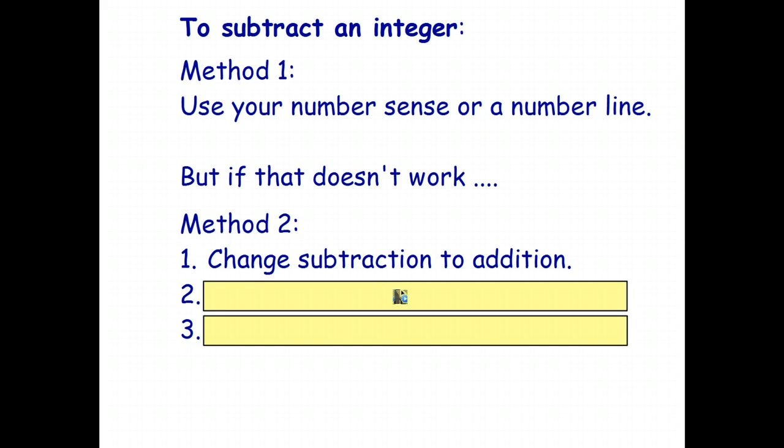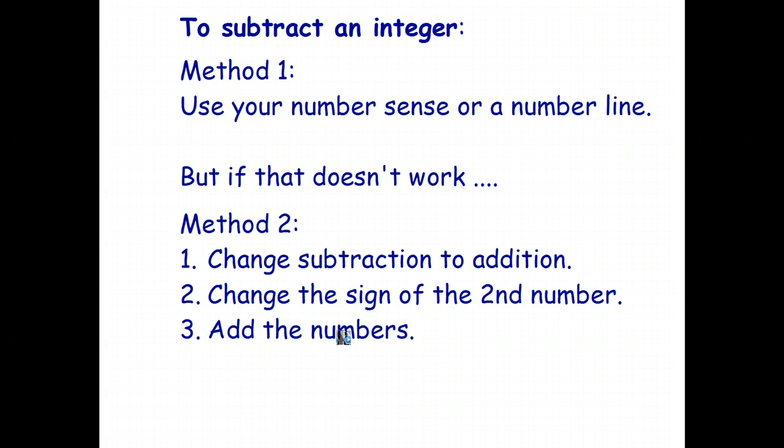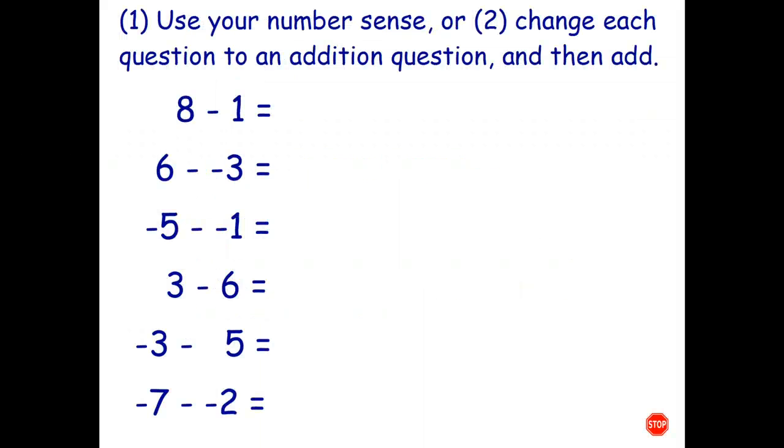As we showed in the last slide, you can turn every subtraction into an addition. But if you do that, you have to change the sign of the second number. So if you're subtracting a positive, you change it into adding a negative. If you're subtracting a negative, you change it into adding a positive. And then you just add the numbers as you learned in the previous video. So let's go ahead and try that on a few questions.